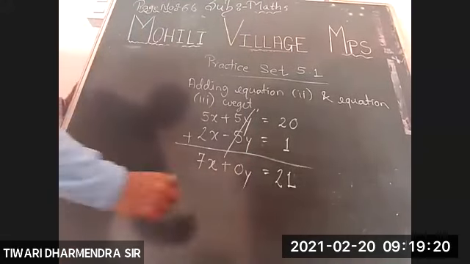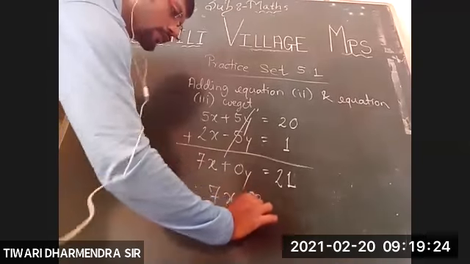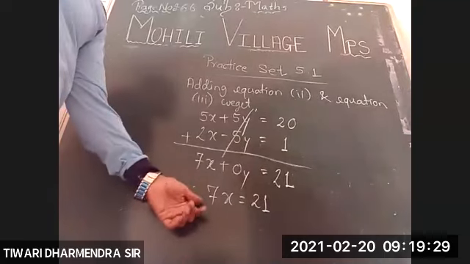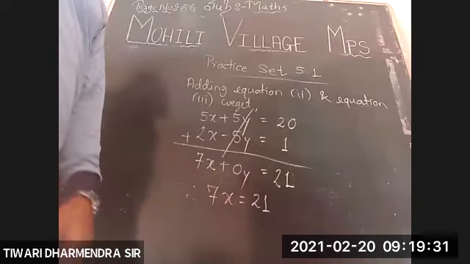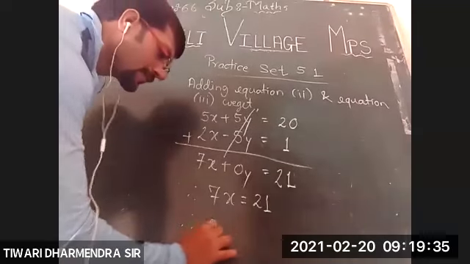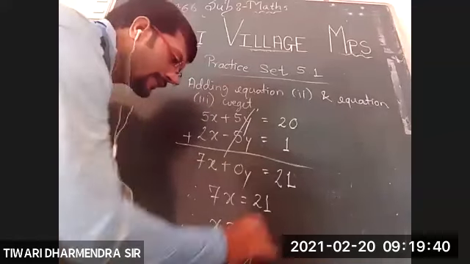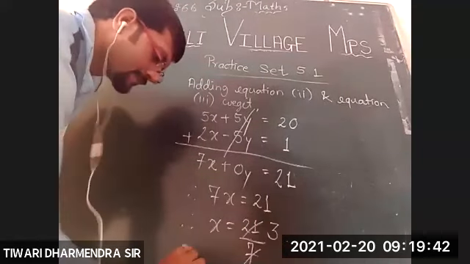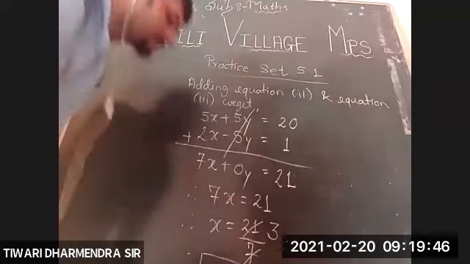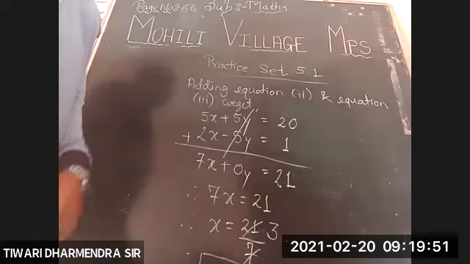So therefore, what do we get? 7x is equal to 21. As we are having 7 in the form of multiplication on the left hand side, just take it to the right hand side, it will take the form of division. So therefore, x is equal to 21 divided by 7. 7 ones are 7, 7 threes are 21. Therefore, x is equal to 3. We got the value of x as 3.